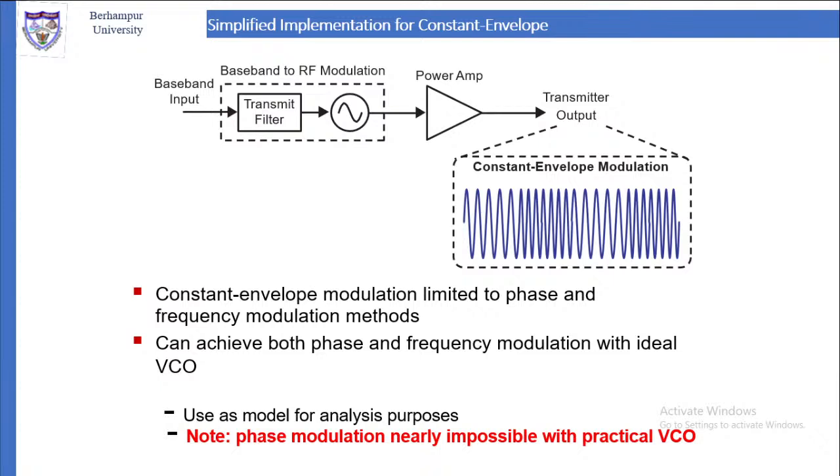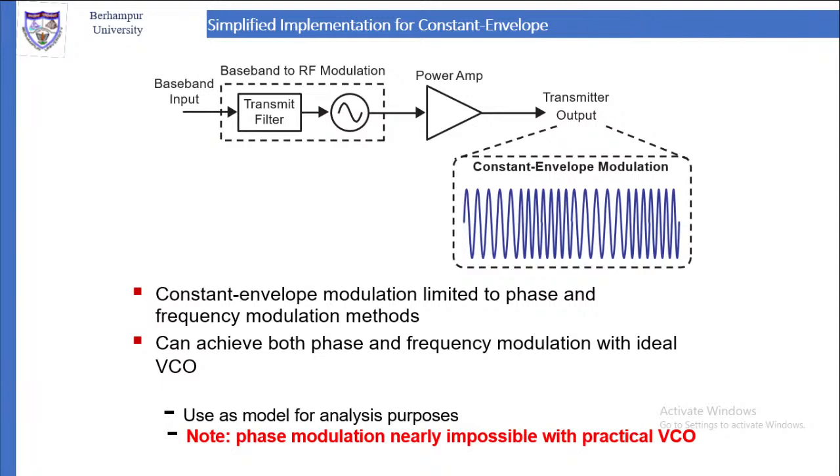Now let us look at a simplified implementation of a constant envelope modulator. We have the baseband signal. So baseband input goes to the baseband to RF modulation. In the baseband to RF modulation, we use a transmit filter. Why do we use a transmit filter?